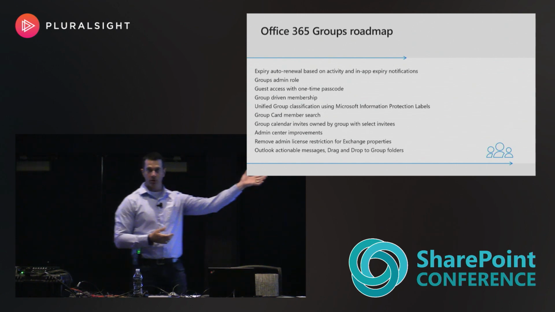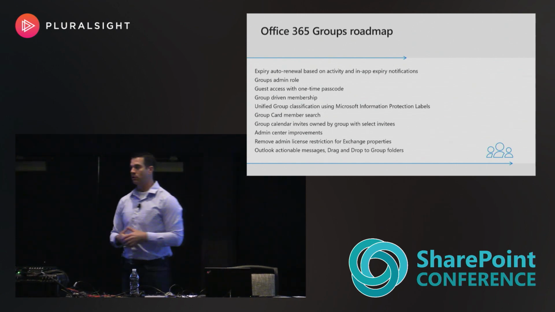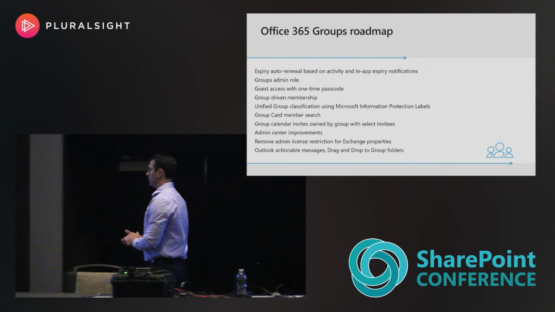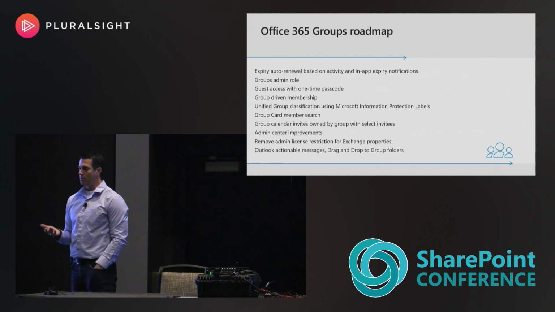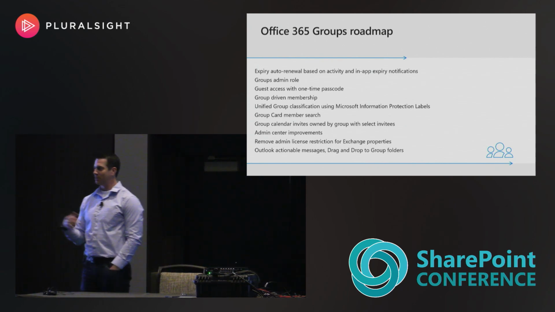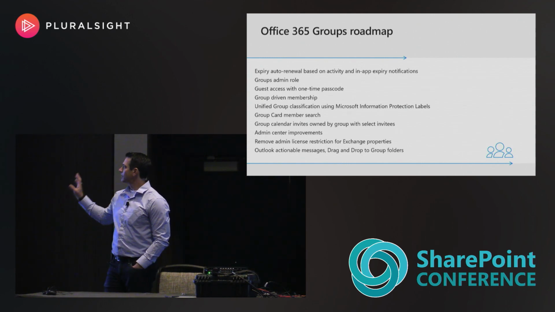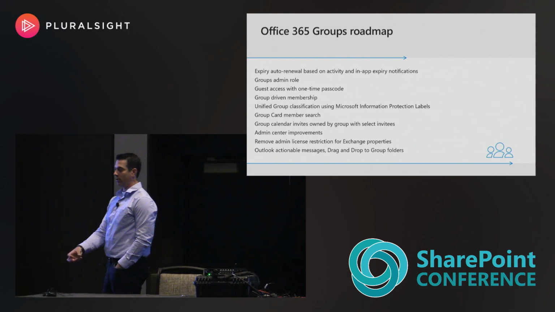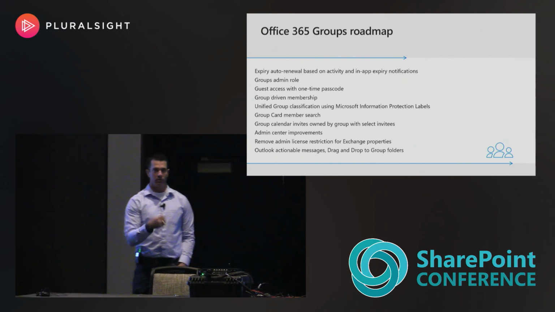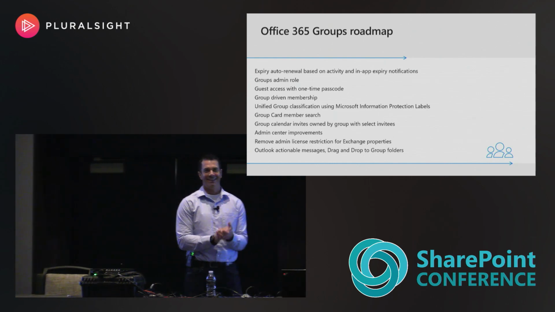We saw group card member search work, so that was brand new since Ignite. And then group calendar invites just launched to general availability. What this means is that previously, if you scheduled a meeting on the group calendar, there's a high chance that you might spam everybody in that group with that meeting request. Now you'll actually be able to make the group an owner of that calendar invite, but only invite selected people. Okay, so you can go ahead and clap, it's fine.